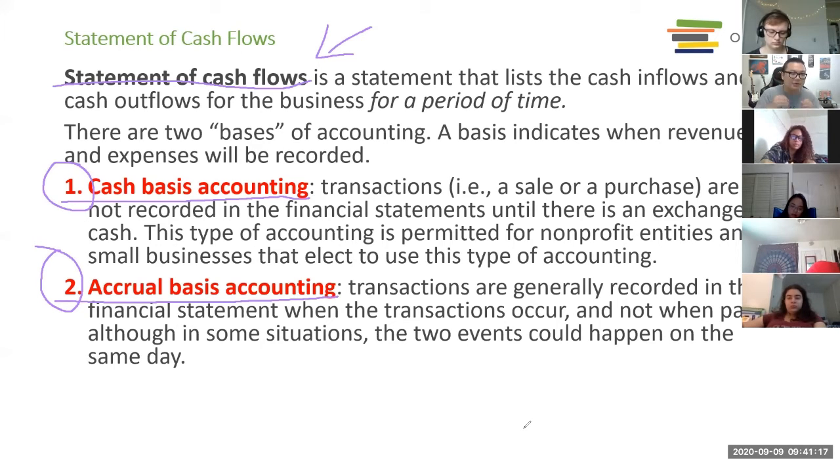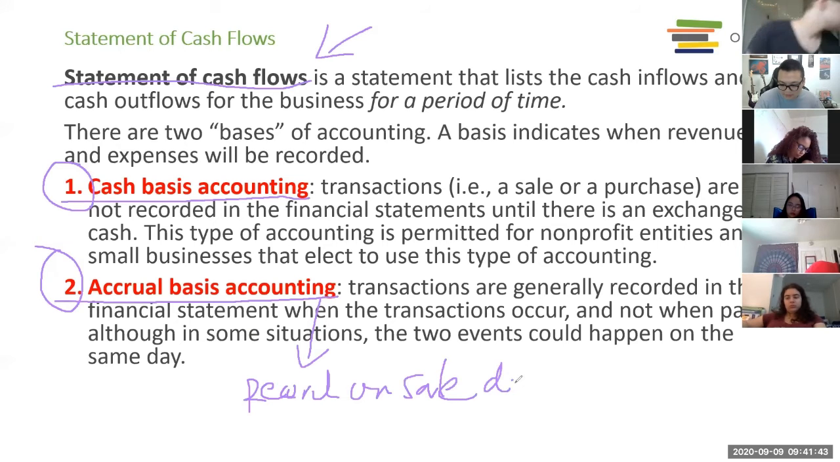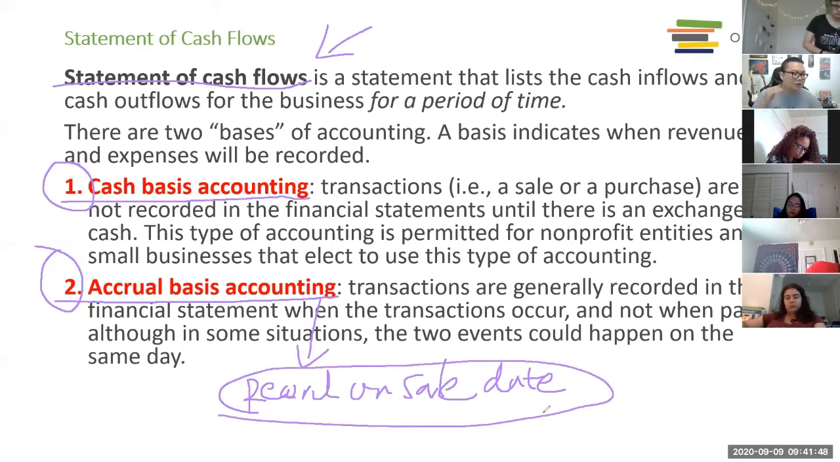For example, back to our Macy example. If you go to buy very fancy shoes that cost you $100 at Macy today using your Macy credit card, accrual-based accounting will directly record it on the sales day. So accrual accounting records whenever the sale is made.